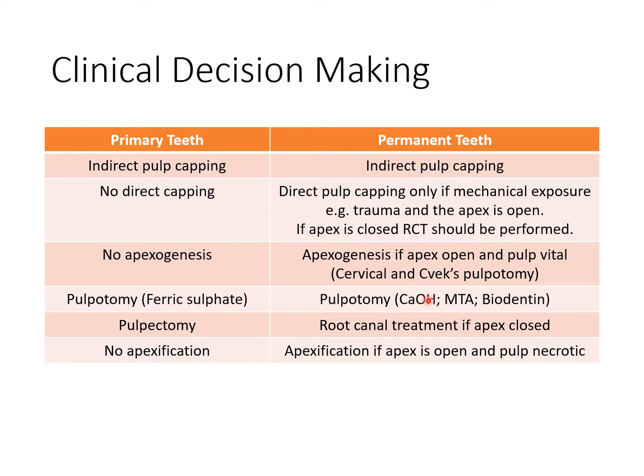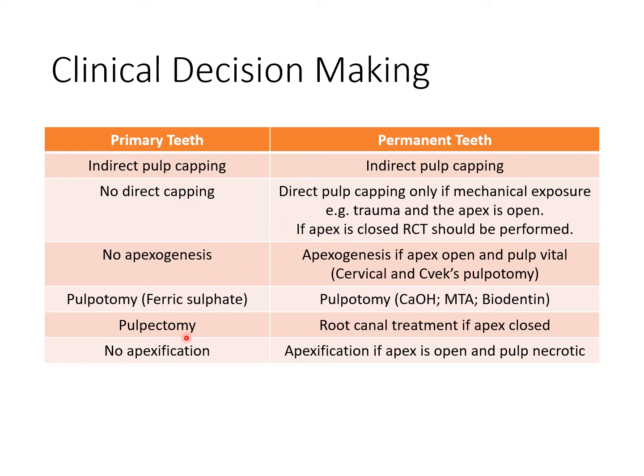All right. Remember, in permanent teeth, pulpotomy can be done by calcium hydroxide, MTA or Biodentine, but you cannot use formocresol or ferric sulfate. Similarly, pulpotomy can be done using calcium hydroxide, MTA and Biodentine in primary teeth. So these three can be used here, but this one cannot be used here.